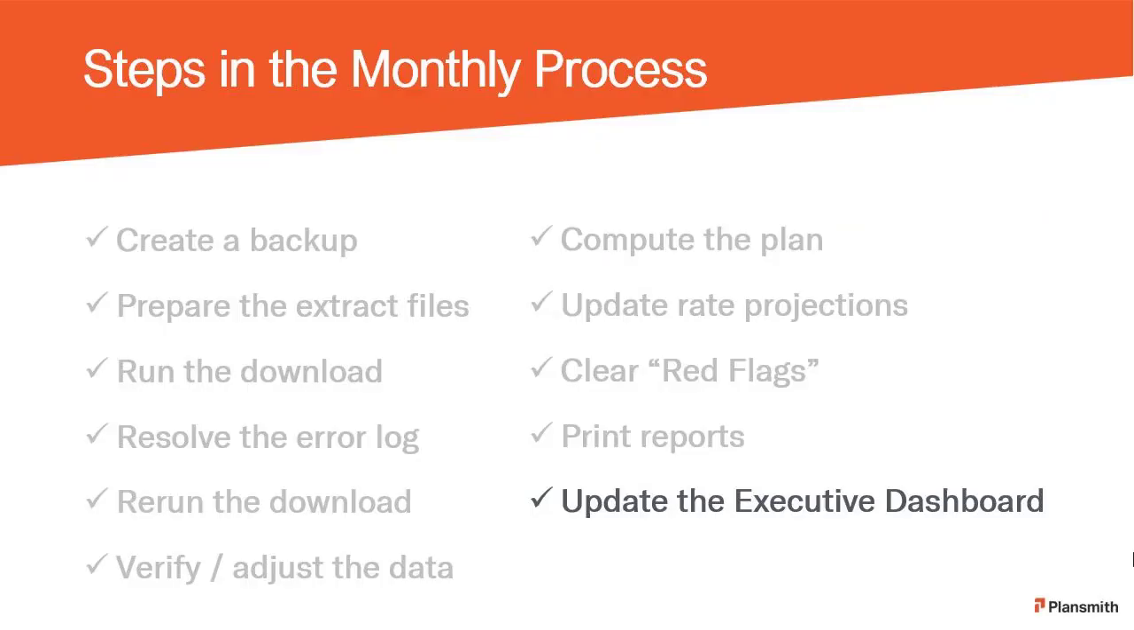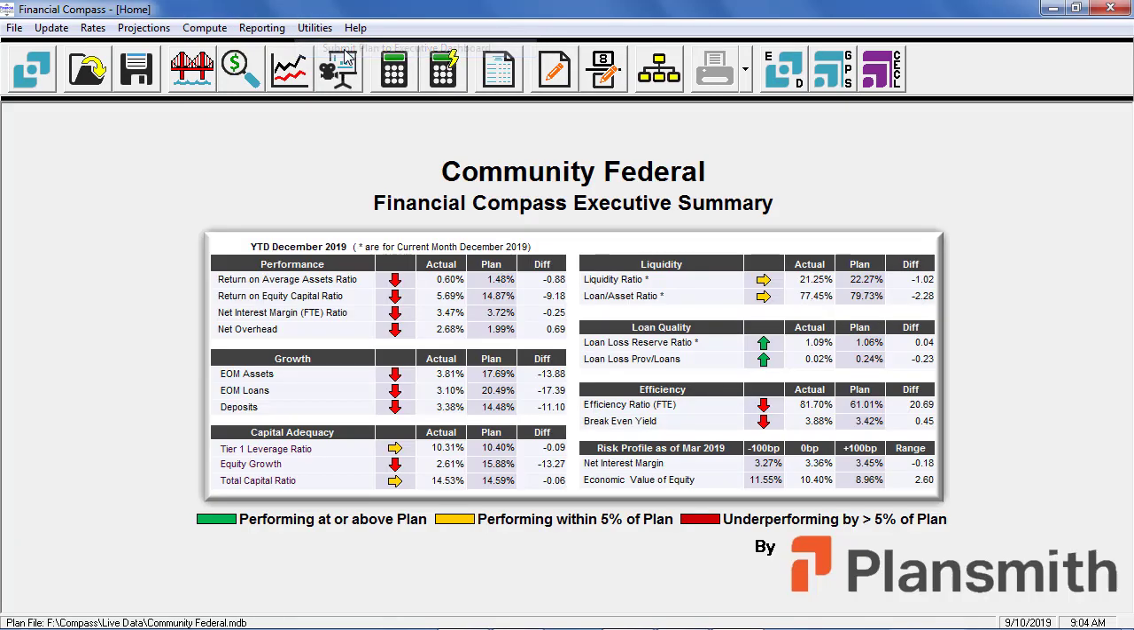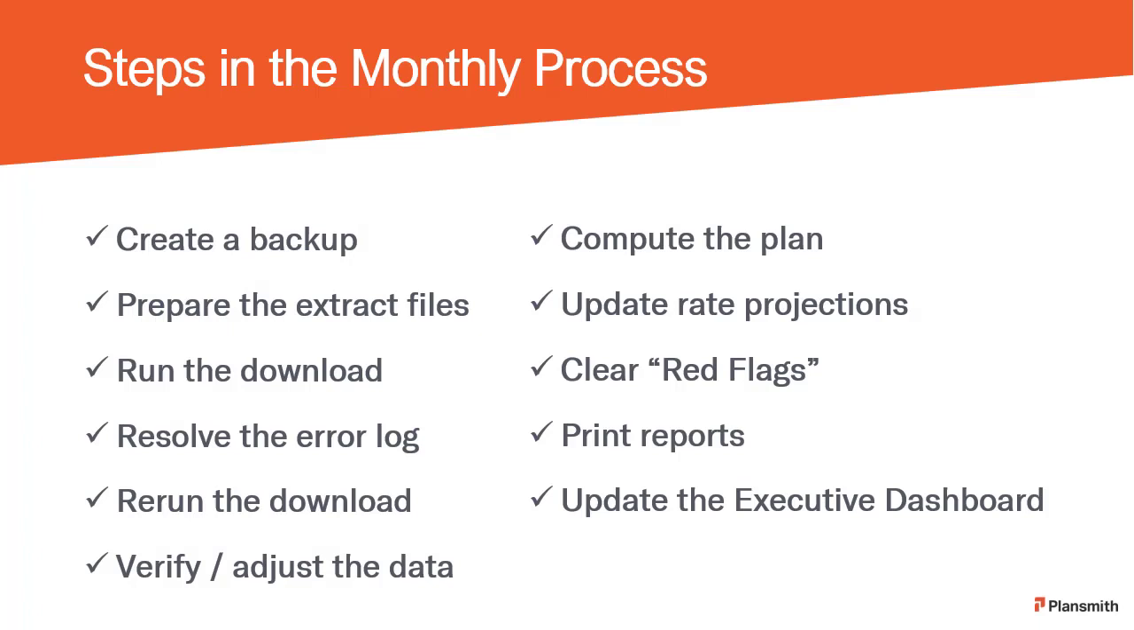The last step is to update the executive dashboard. Click Utilities in the menu, select Submit Plan to Executive Dashboard, and follow the prompts. Your data is now ready for viewing by anyone with the username and password on the dashboard website. This completes our review for performing the monthly download in Compass.